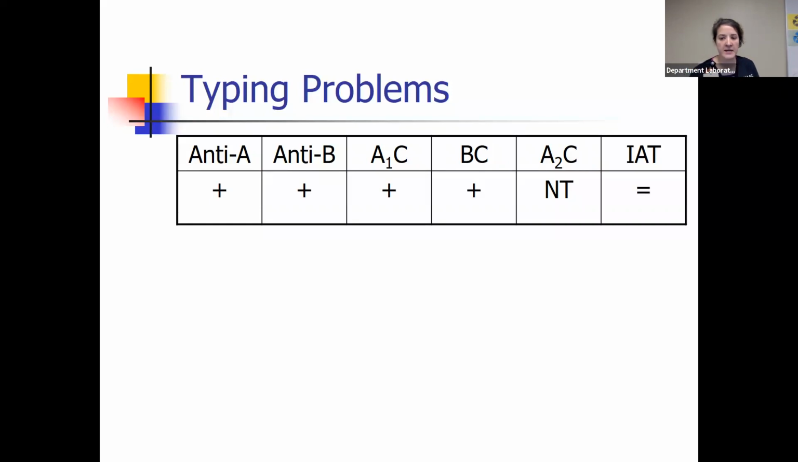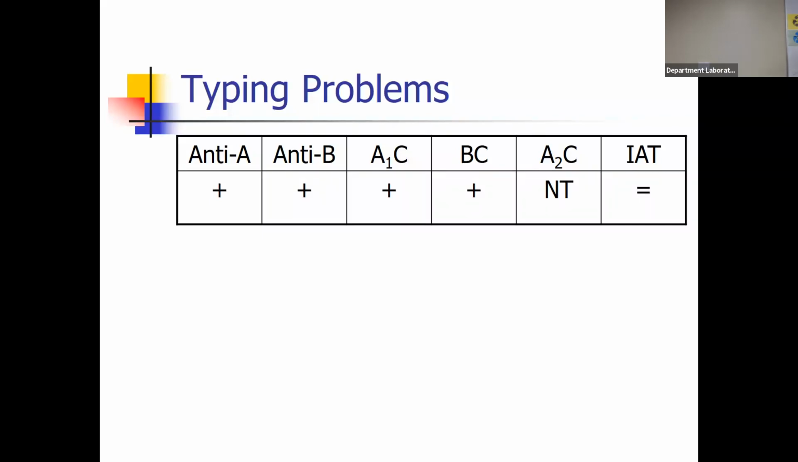All right, so the next example, notice that your patient looks like an AB in your front type, but looks like an O in your back type. A2 cells were not performed, but you have a negative IAT. What do you guys think about that?